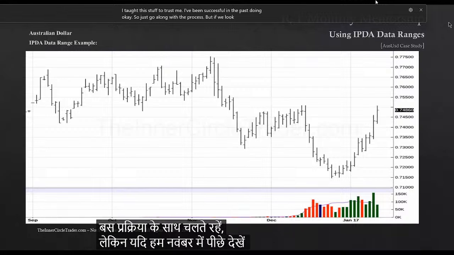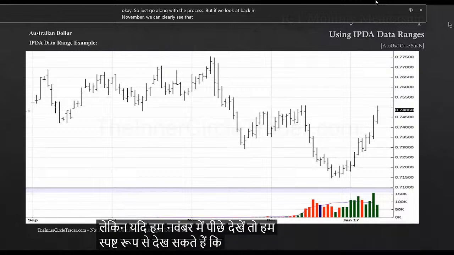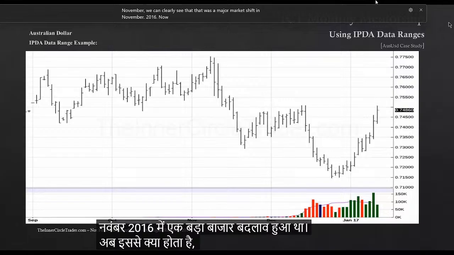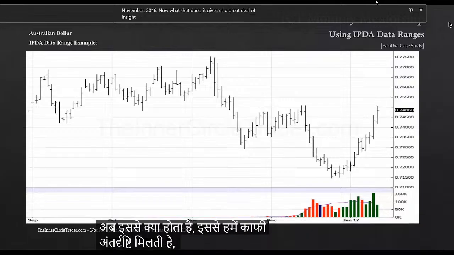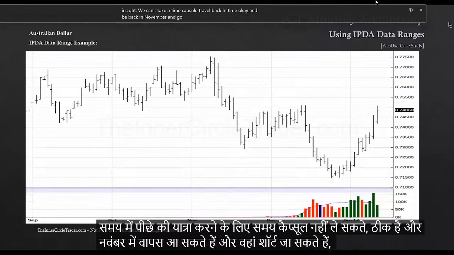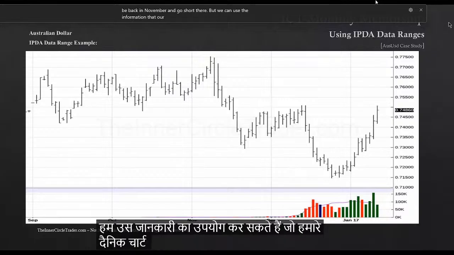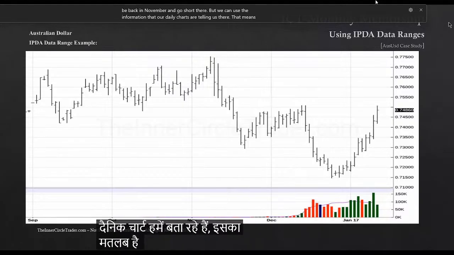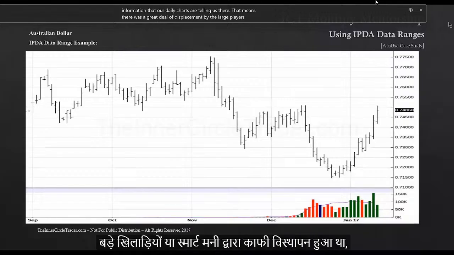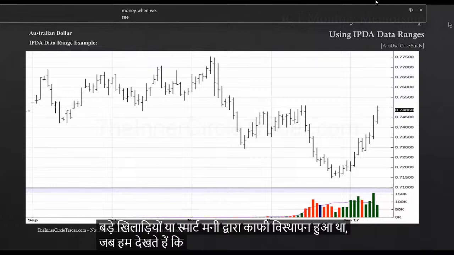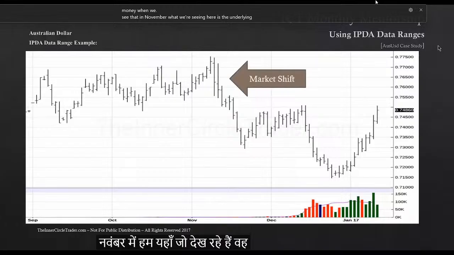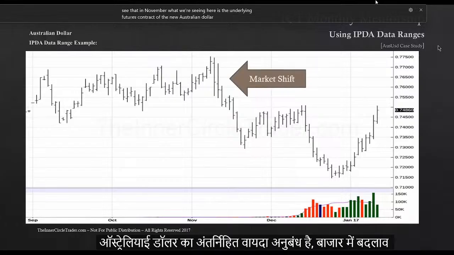But if we look back in November, we can clearly see that there was a major market shift in November 2016. What that does is give us a great deal of insight. We can't take a time capsule, travel back in time, be back in November and go short there, but we can use the information that our daily charts are telling us there. That means there was a great deal of displacement by the large players or smart money. What we're seeing here is the underlying futures contract of the Australian dollar has a market shift right there.